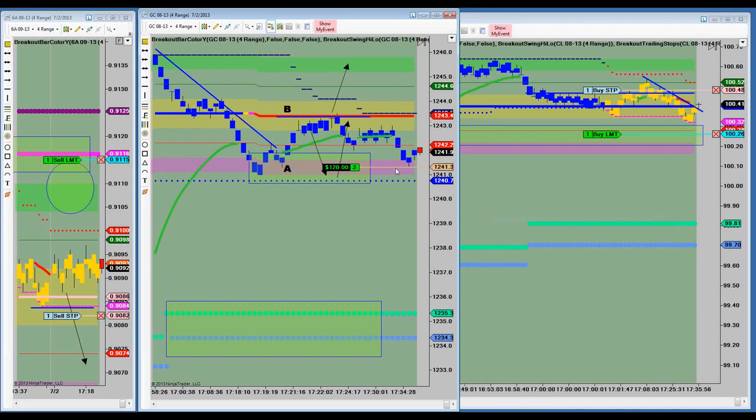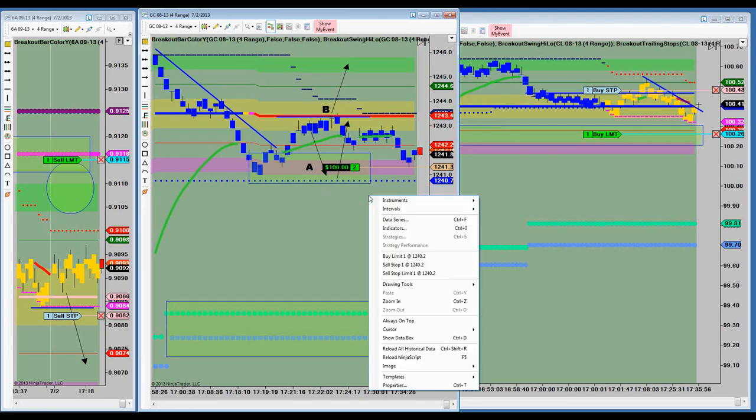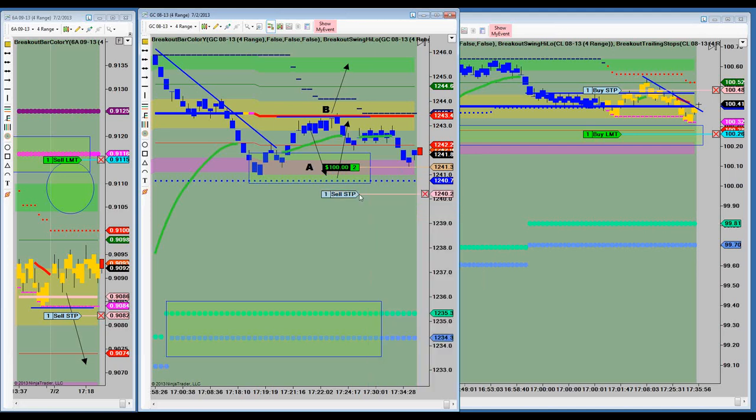You're right. You're absolutely right, Christopher. That's right. Option A was buying support. Option B was buying the breakout. That's correct. We are long gold from here. So our protective sell stop is right here. Sell stop is right in here. There you go. 2 contracts.